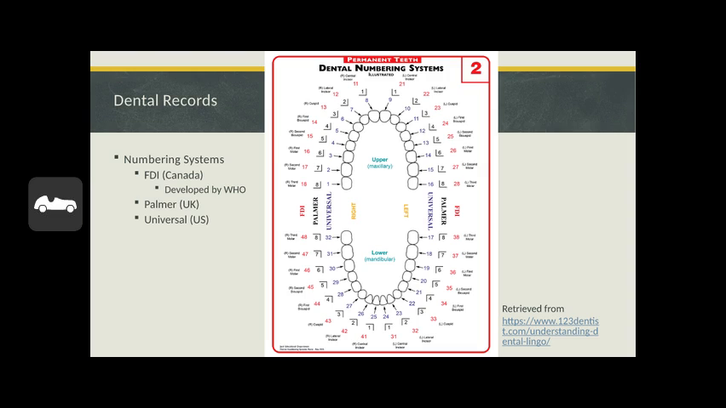There are three commonly used numbering systems. There's the FDI system, which is used in Canada and was developed by the World Health Organization. There is the Palmer numbering system, which is used in the UK, and the Universal numbering system, which is used in the United States. Once an odontogram of a deceased individual is made, it is able to be checked against previously existing dental records that belong to the person that they are suspected to be.